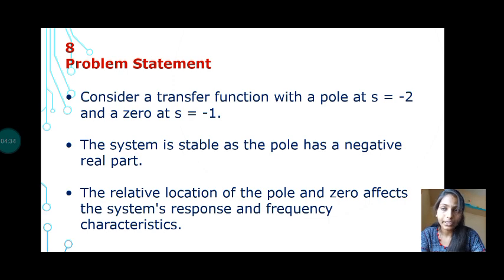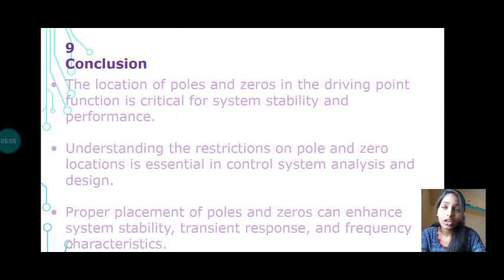Here is the problem statement. Consider a transfer function with a pole at s = -2 and a zero at s = -1. The system is stable as the pole has a negative real part. The relative location of the pole and zero affects the system's response and frequency characteristics.